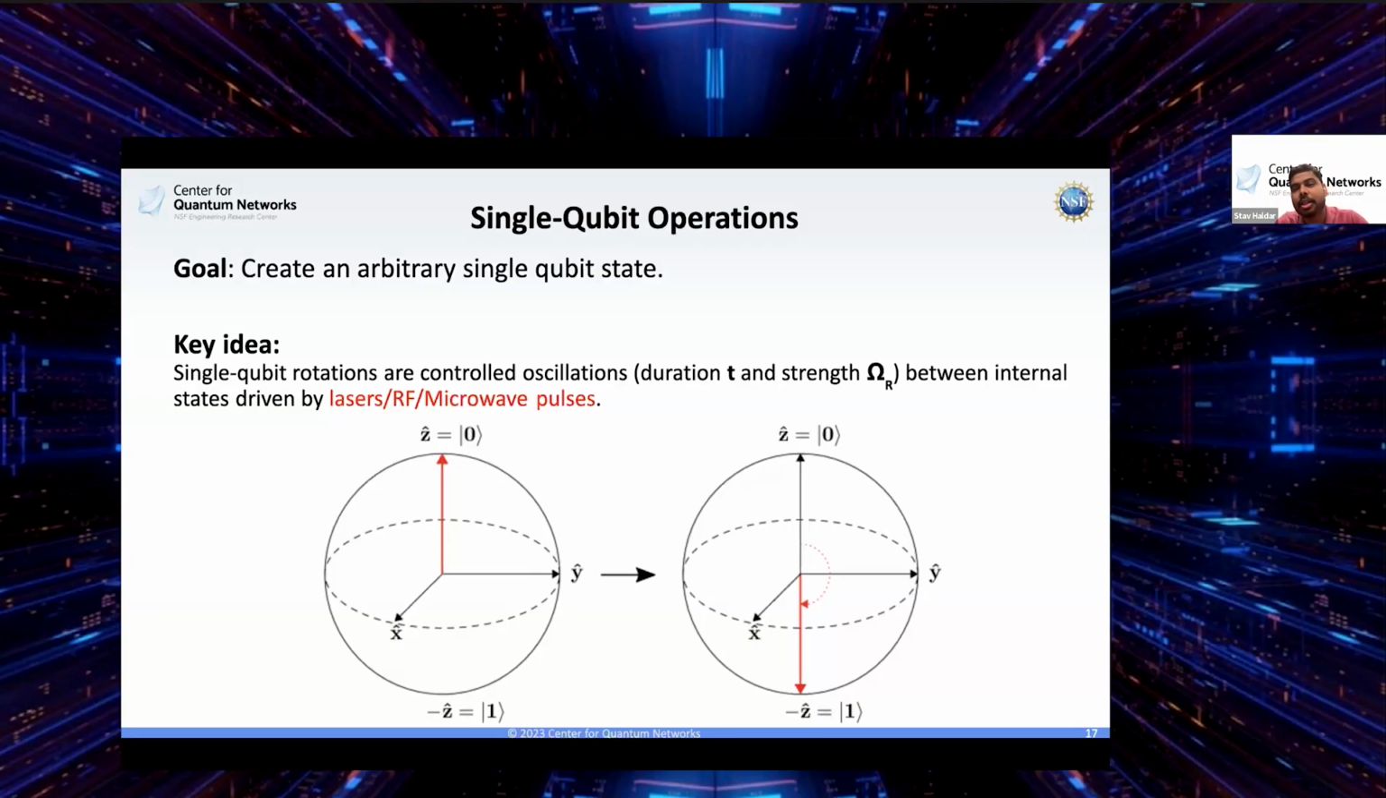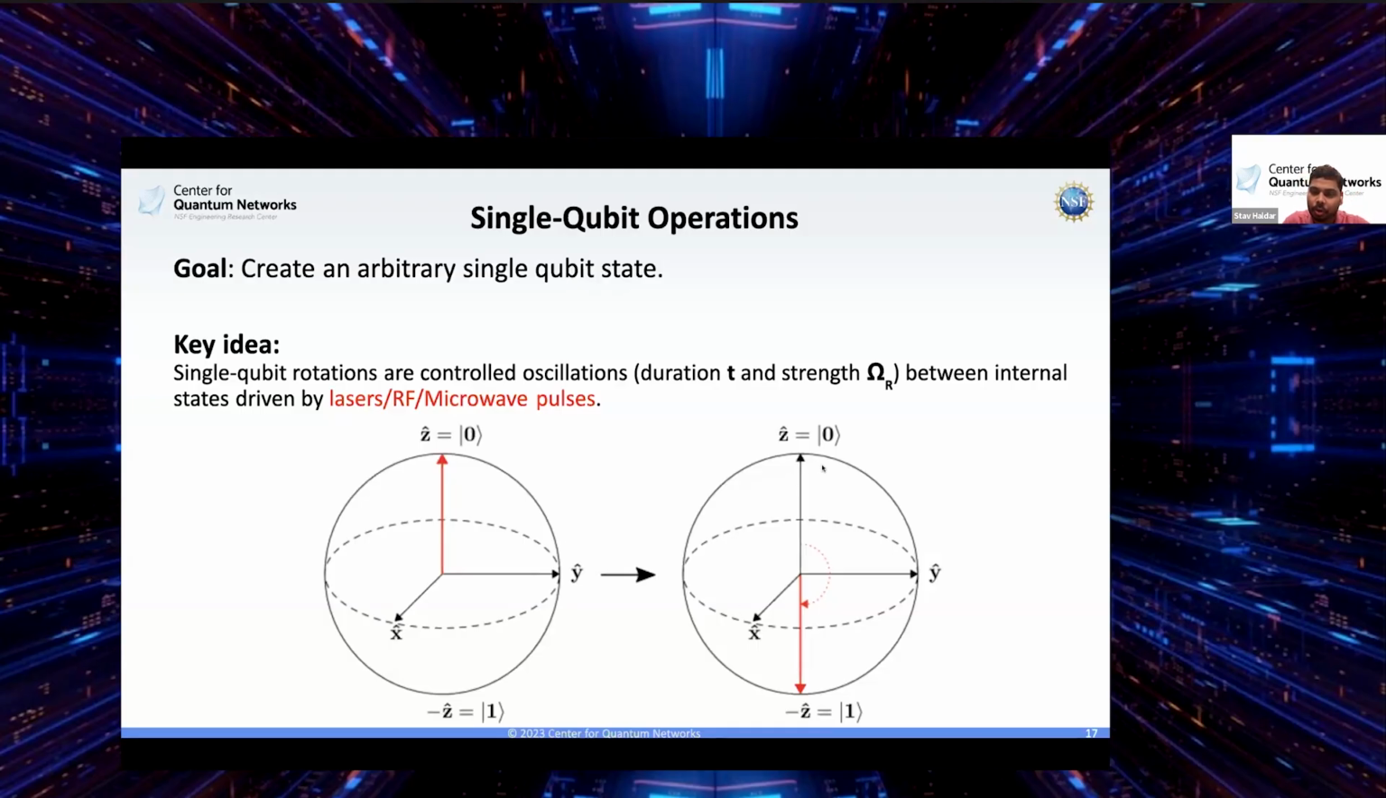Every single qubit operation is essentially rotating your qubit on this Bloch sphere, right? And the way to do this is, if you have the states, say 0 and 1 as your basis states, and there is some kind of coupling between them, you send in a control pulse, which is a laser, a radio frequency, microwave, whatever, right? And depending on the duration of this pulse, this electromagnetic wave that you are sending into the system, and the strength of the pulse, these internal states, 0 and 1, will mix amongst each other, right?